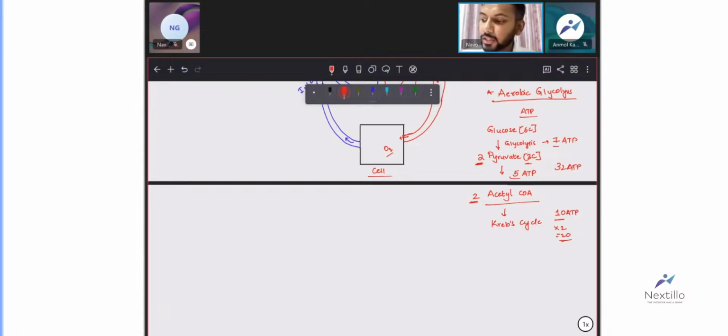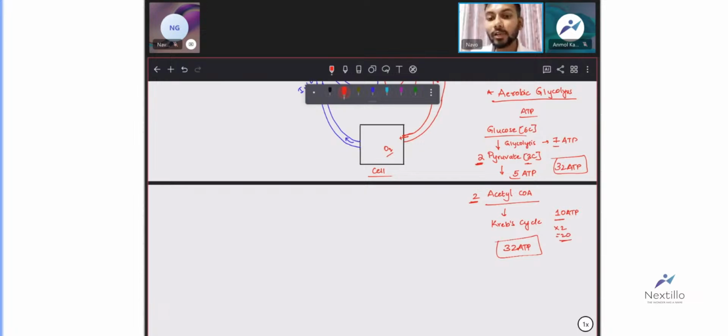So this was the question that has been asked previously: energetics of a glucose molecule during aerobic respiration. If oxygen is present, glucose is utilized to give 32 ATP from one molecule of glucose. That is in the presence of oxygen and mitochondria.